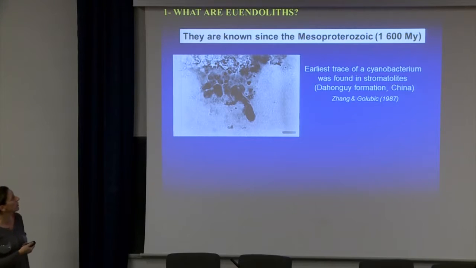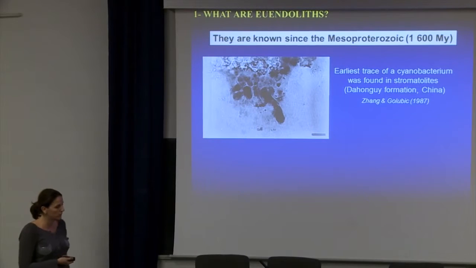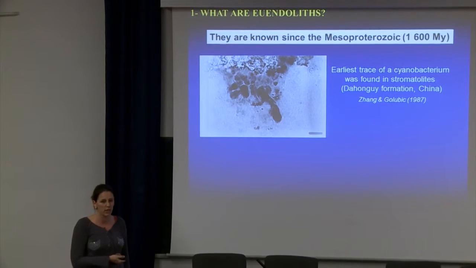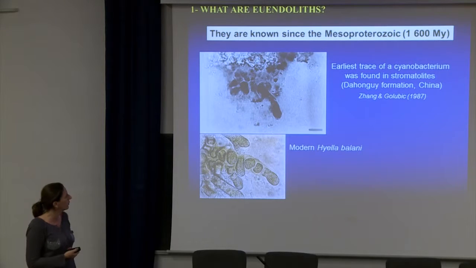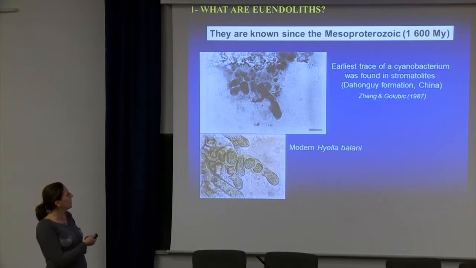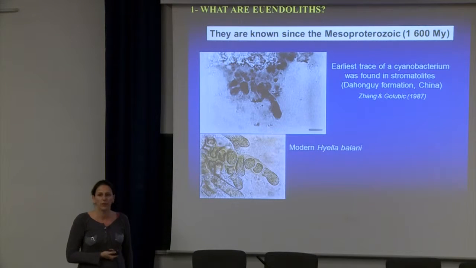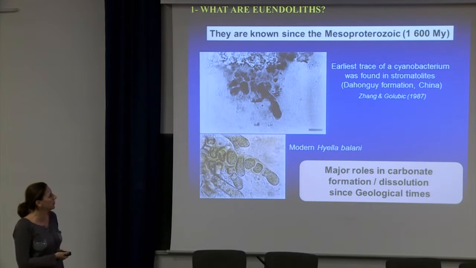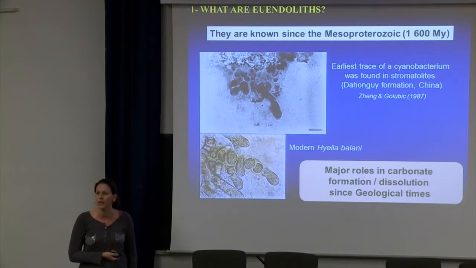These organisms are known since the Mesoproterozoic, about 1.6 billion years ago. The first trace was of a cyanobacterium found in stromatolites in China. And here is what is probably the modern counterpart of that cyanobacterium, which we believe is Hyella balani, a common cyanobacterium found in coastal environments. Those organisms have been known to play a major role in carbonate formation and dissolution since geological times. The problem is that usually they are overlooked.